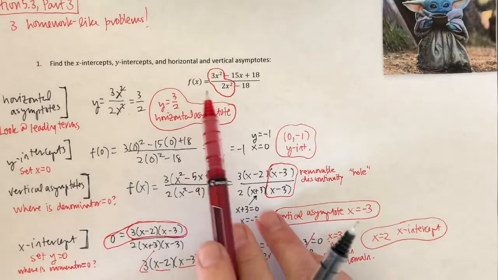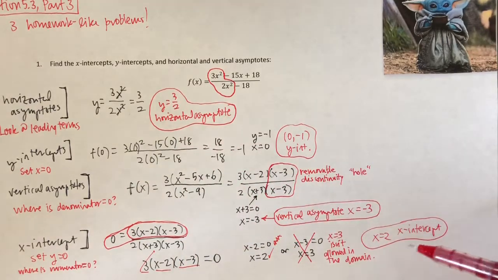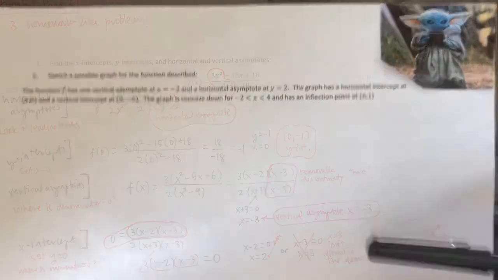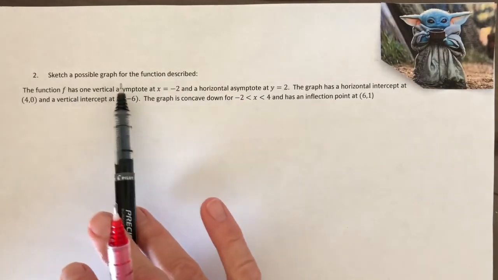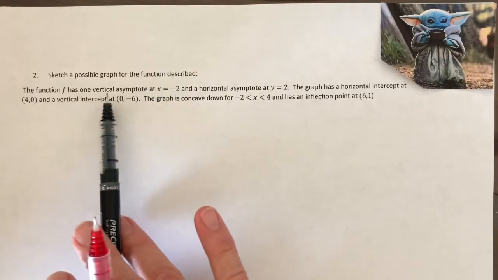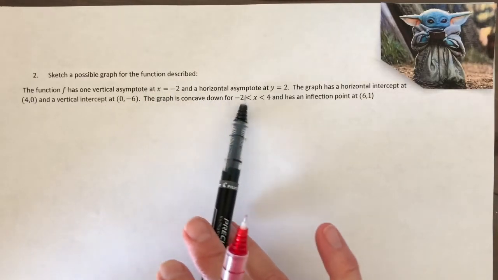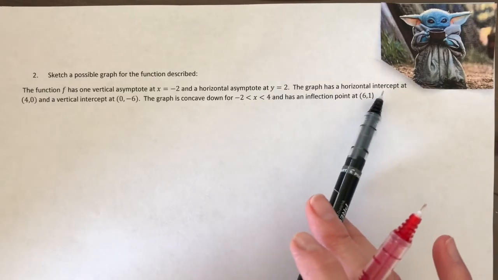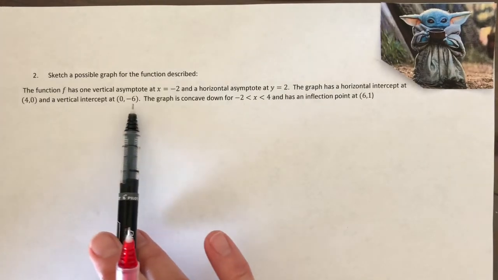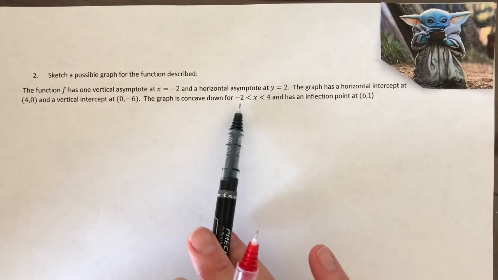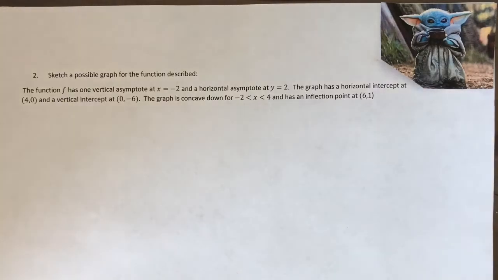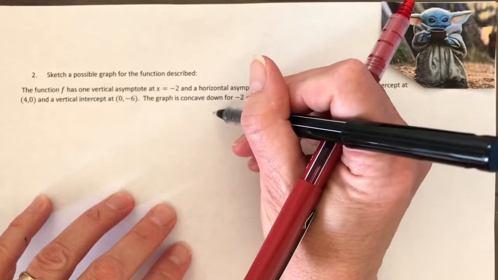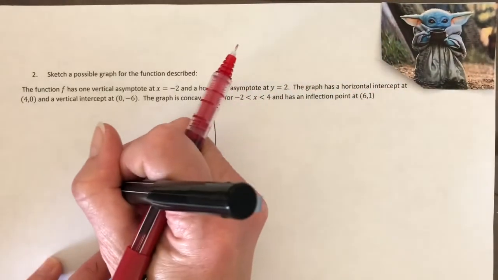So one thing you can do is go ahead and graph this function and see if all of our conclusions are right. Here's our second homework-like problem. Sketch a possible graph for the function described. The function f has one vertical asymptote at x equals negative 2, a horizontal asymptote at y equals 2. The graph has a horizontal intercept at 4, 0, vertical intercept at 0, negative 6. It's concave down for negative 2 is less than x is less than 4 and has an inflection point at 6, 1. There's a lot of possible answers, but all we have to do is come up with one of them. So we're going to sketch a graph that meets all of these conditions.